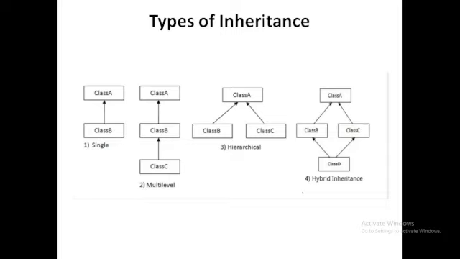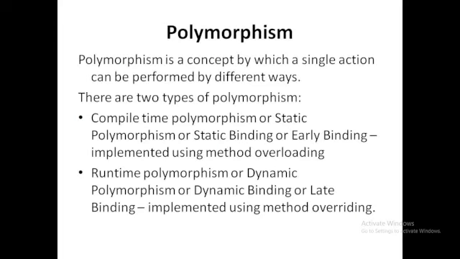The 5th type of inheritance is multiple inheritance. If a class has more than one base class, then it is called multiple inheritance, and Java does not support multiple inheritance. So the final concept of object-oriented programming is polymorphism. Poly means many. So performing different actions in different ways is what you call polymorphism.